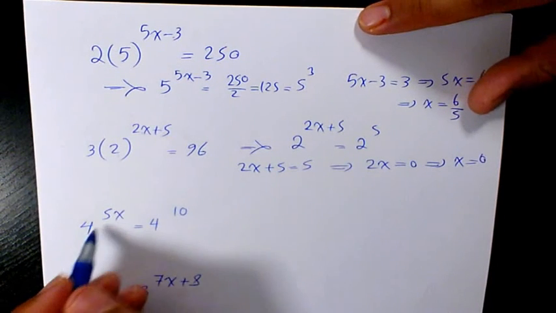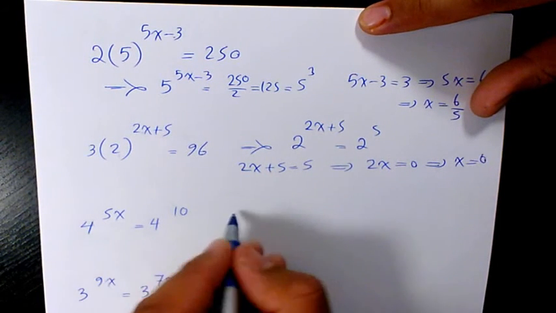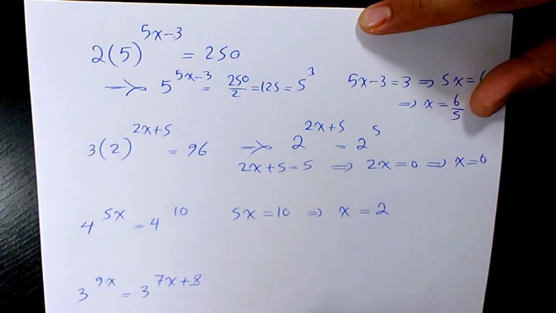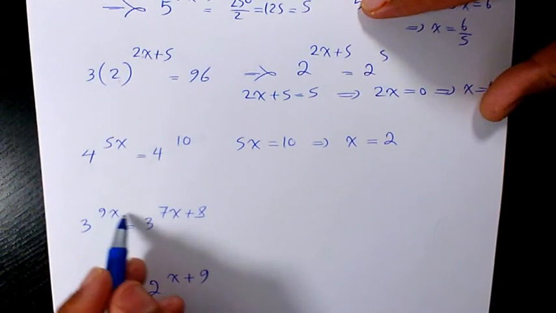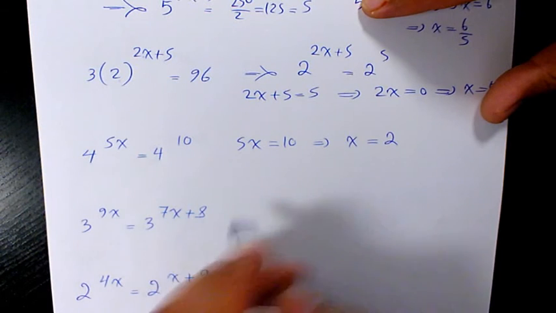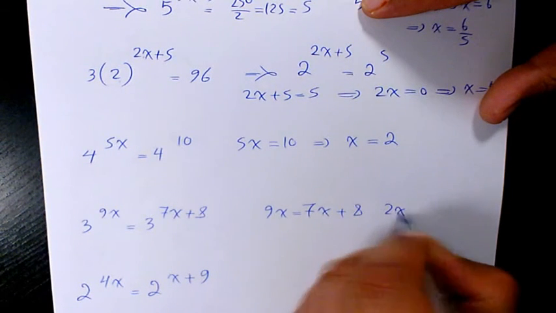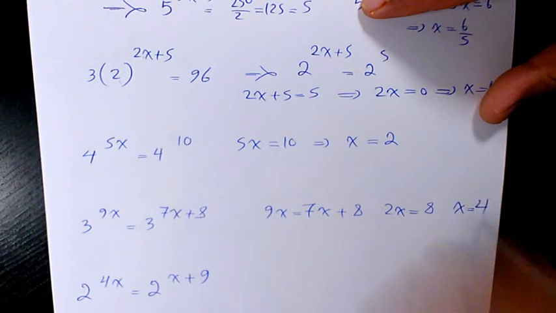Next one, 4 to the power of 5x equals 4 to the power of 10. So 5x equals 10, so x will be 10 divided by 5, which is 2. 3 to the power of 9x equals 3 to the power of 7x plus 8. So 9x equals 7x plus 8. So 2x equals 8. So x equals 4.